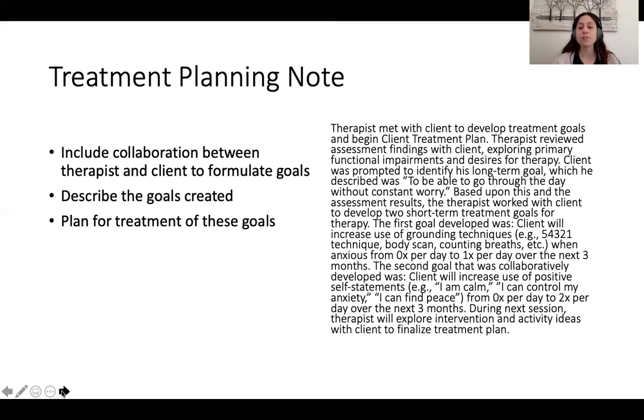So I have the first goal developed was, and then I have that goal written out, exactly how it's going to be in the treatment plan. And then plan for the treatment of these goals. In this case, I'm saying that I'm going to have another treatment planning session, so I don't have the plan yet. Instead, I wrote, during next session, therapist will explore intervention and activity ideas with client to finalize treatment plan. If you happen to complete the treatment plan in this session, then you would describe very briefly what those interventions were going to be in your treatment plan and finish it up.